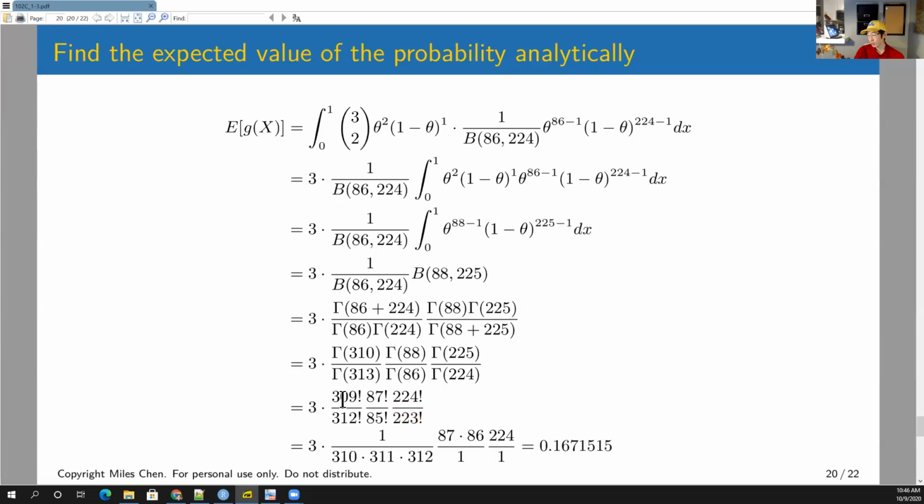And so this thing becomes 1 divided by 310 times 311 times 312. 87 factorial divided by 85 factorial is 87 times 86. And 224 factorial divided by 223 factorial is 224. And so when you compute all of this out, you get 0.16715.